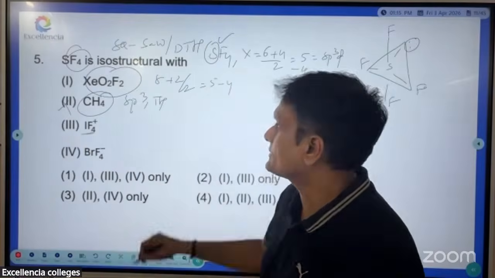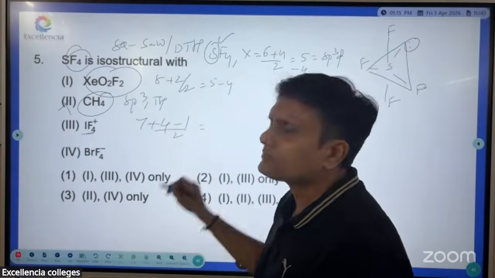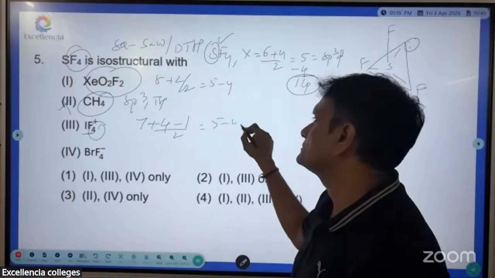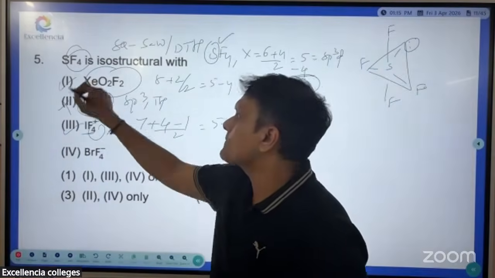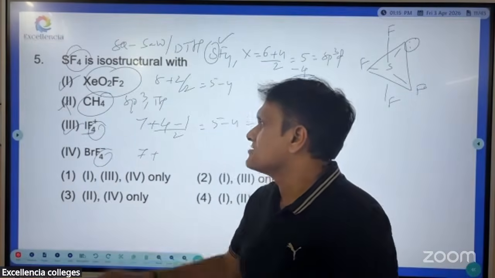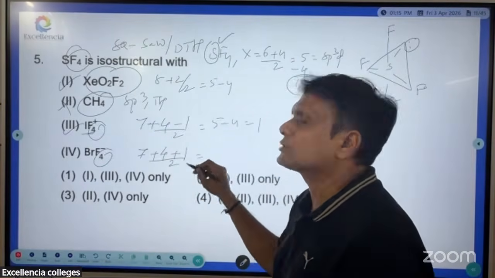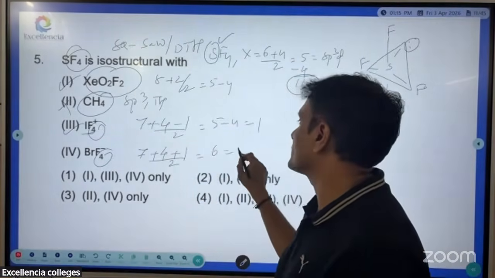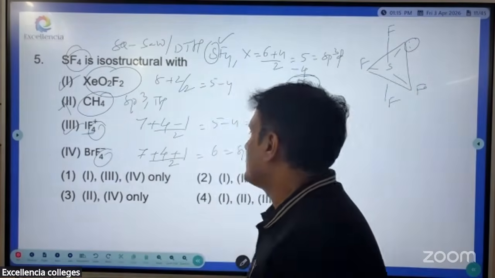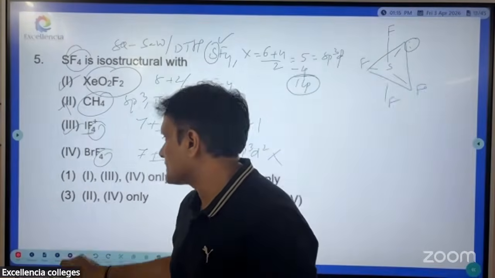IF4. Do it by the same formula. Valence electrons plus halogens attached, minus charge, by 2. This is also turning out to be 5, minus atoms attached are 4. Same thing. Yeah, it is also matching. We got so far 2 matching, right? The next one is valence electrons plus 4 minus the charge. So it is turning out to be how much? 12 by 2, that is 6. So hybridization is sp3d2. So this is not matching again, right? So what are matching here? 1 and 3. Simple question, right? You have studied this in your class 11th.